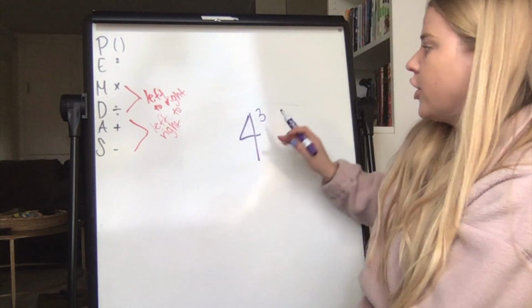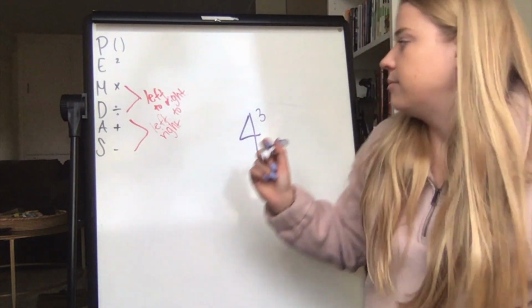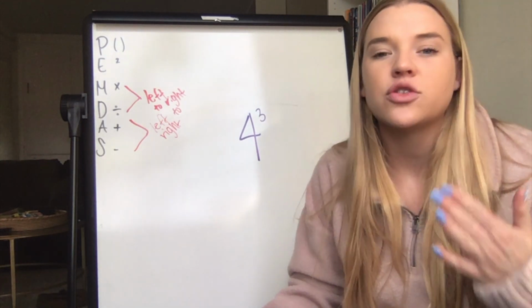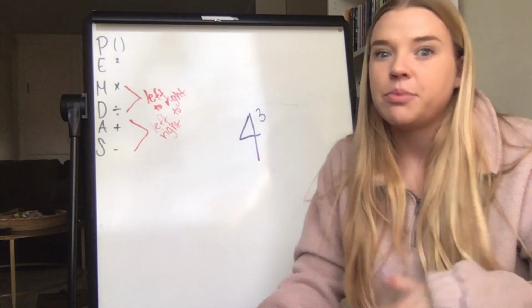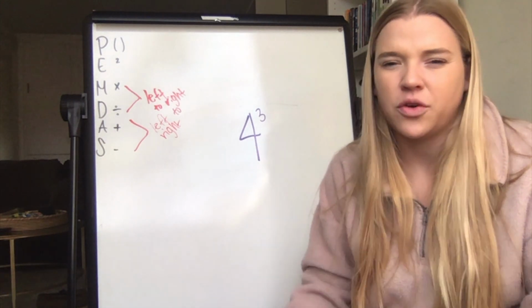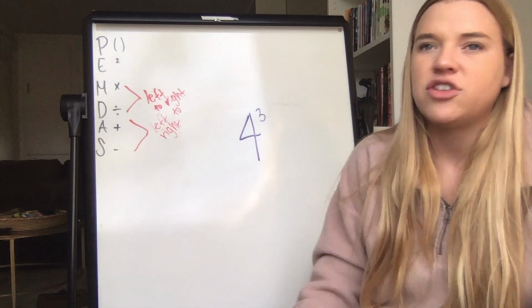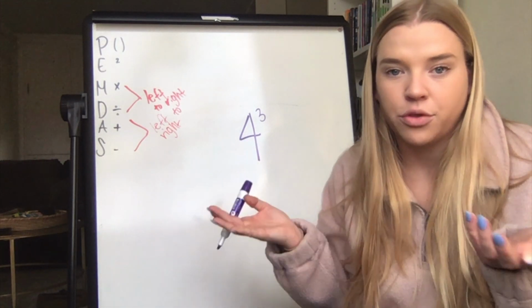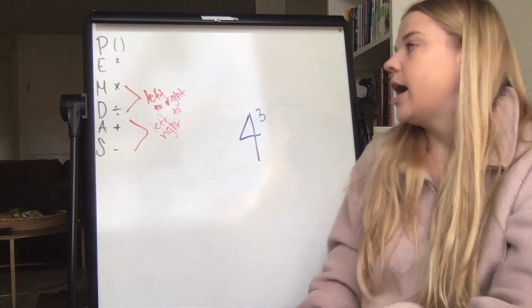So 4 cubed is how I would say that. Whenever it's a little 3, it's cubed. Whenever it's a little 2, it's squared. Everything else would be the 4th power, or to the power of 4, to the power of 5, the 5th power, things like that. So you can say it in multiple different ways, but it's pretty safe to just say 4 to the power of 3 or 4 to the 3rd power. Those both work. It's also 4 cubed.